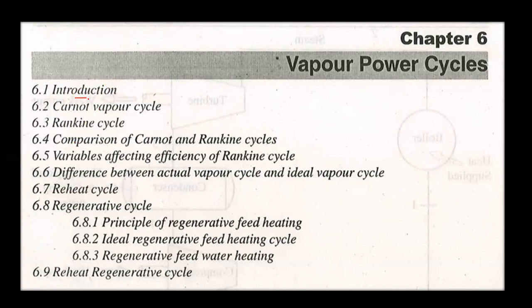That was introduction, then Carnot vapor cycle, Rankine cycle, then comparison between the Carnot and Rankine cycle, then the variables affecting the efficiency of Rankine cycle, the difference between actual vapor cycle and ideal vapor cycle, reheat cycle. Then after we will discuss the regenerative cycle and reheat regenerative cycle.